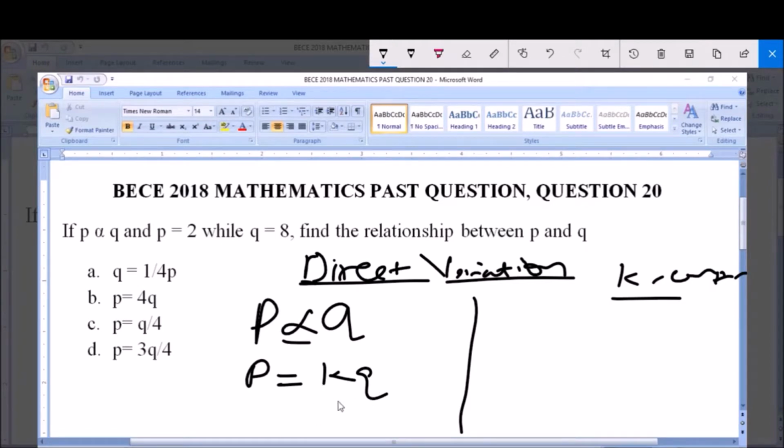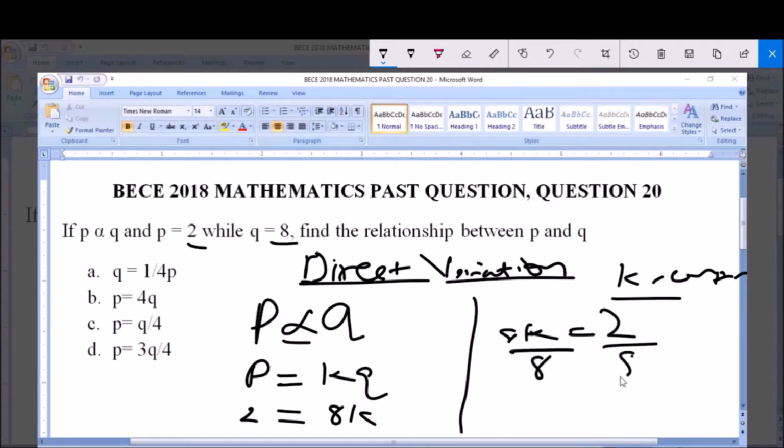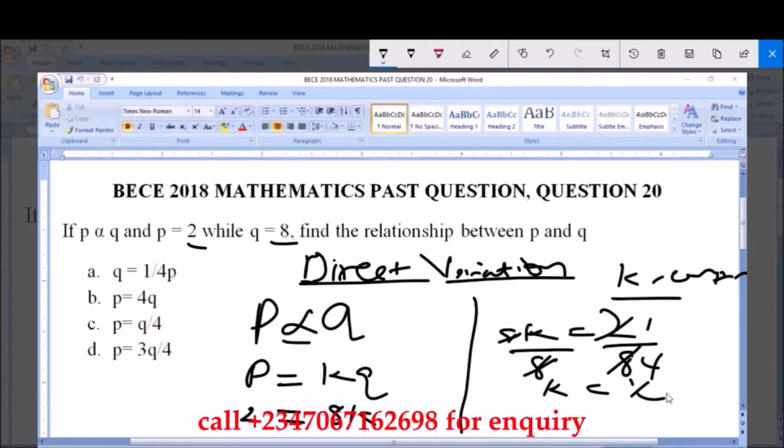Now, in order to find K, we're given that P is equal to 2 and Q is equal to 8. So therefore we have that 2 is equal to 8K. That is, Q is 8, so K times 8 will give us 8K. So from here we have that 8K is equal to 2. Now to find K, we divide both sides by the coefficient of K, which is 8. And so therefore the 8 here, we cancel. We have K is equal to 2 over 8, which is 1 over 4. K is equal to 1 over 4.